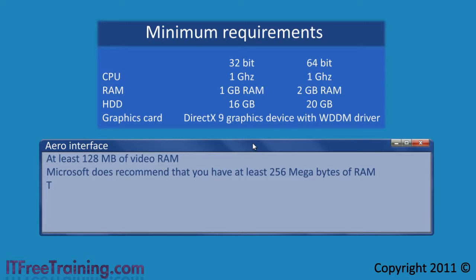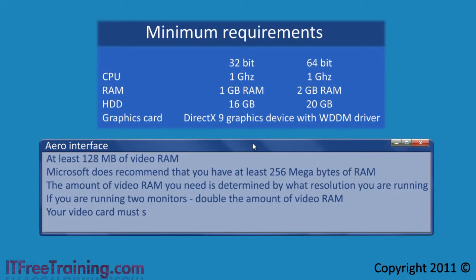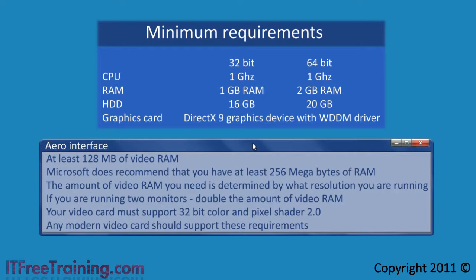In the real world, the amount of video RAM you need is determined by what resolution you are running. If you are running 2 monitors off of the one PC, you will need to double the amount of video RAM. For Aero to run, your video card must also support 32-bit color and Pixel Shader 2.0. They are currently up to Pixel Shader 5.0, with Pixel Shader 2.0 being supported by Microsoft since the release of DirectX 9 back in 2003. So again, any modern video card should support these requirements.